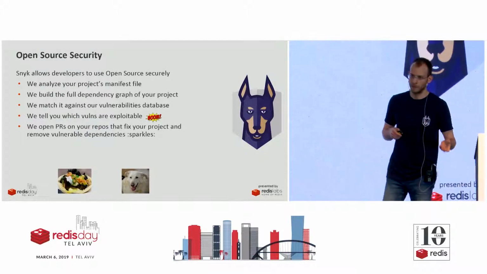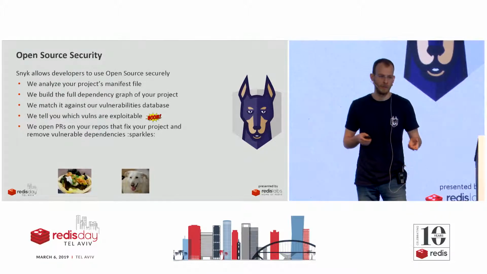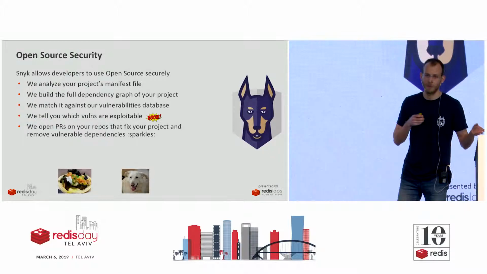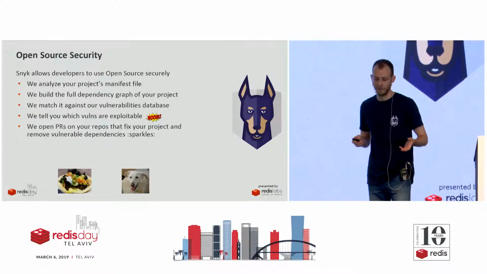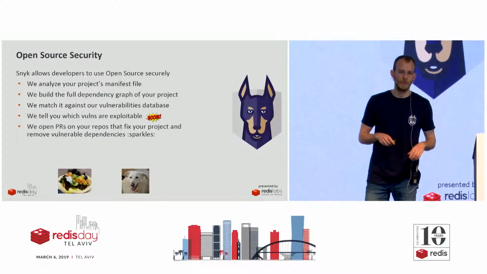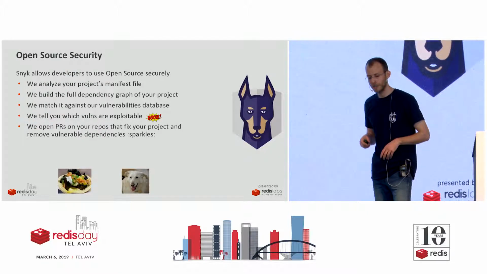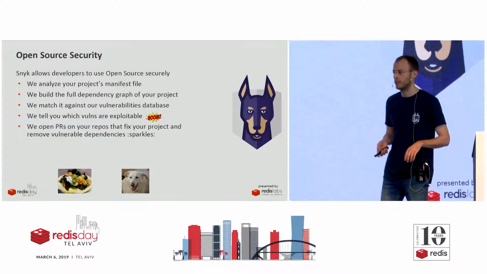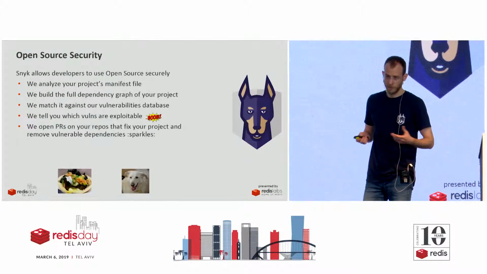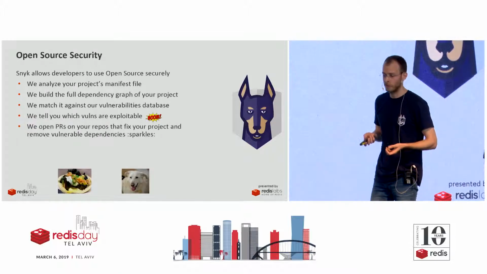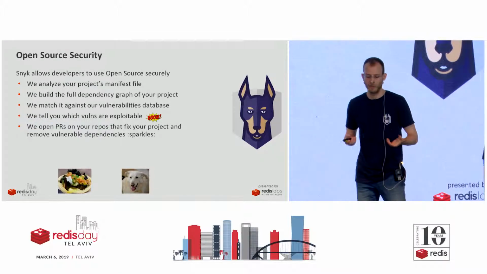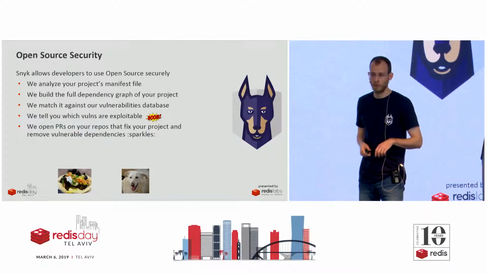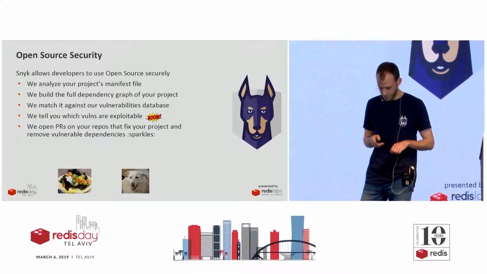We build a full dependencies graph of these dependencies because each of these dependencies has its own dependencies, and somewhere along the lines there could be security vulnerabilities. We match these dependencies against a security vulnerabilities database that we work very hard on building and maintaining. And then we can tell our users whether or not they are exposed to all sorts of exploitations. Moreover, we can help our users fix these issues by proposing all sorts of fixes.